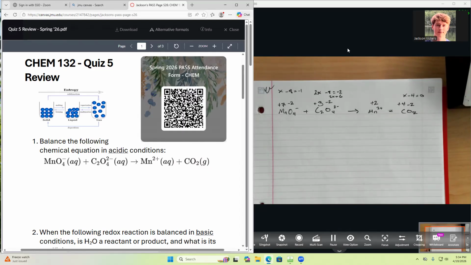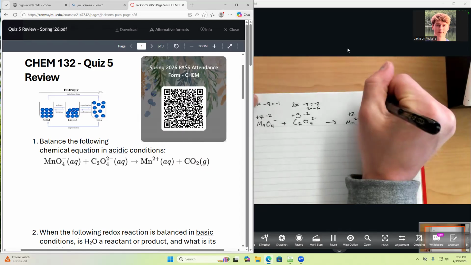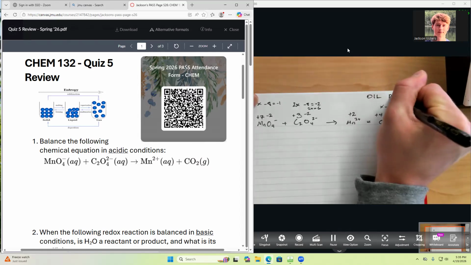The loss of electrons. Yep. So if something's oxidized, it's getting more positive. Reduction is the gaining of electrons. So I always use this, it helps me: OIL RIG.